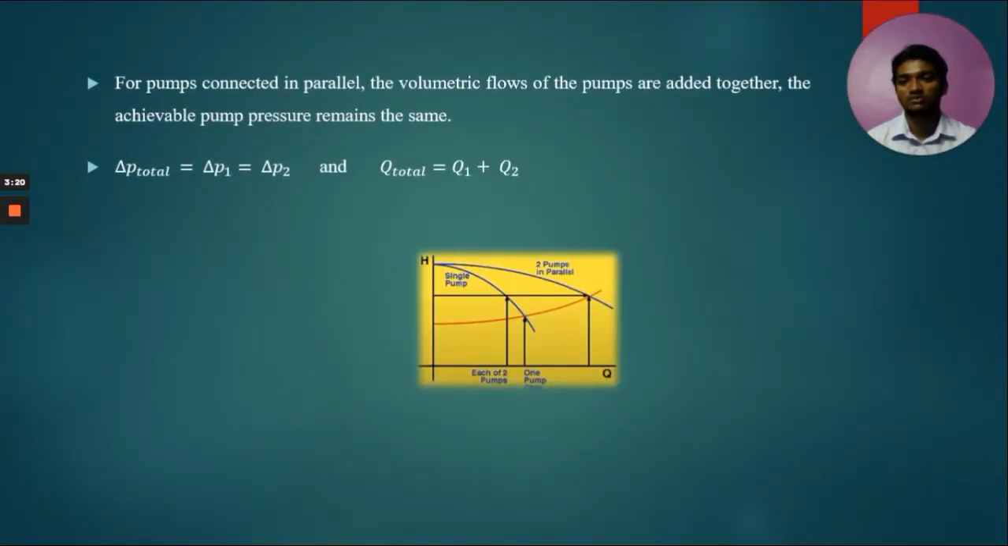Then I would like to touch on the parallel pump. For pumps connected in parallel, the volumetric flows of the pumps are added together. The achievable pump pressure remains the same. So as you can see, delta P total equals delta P1 equals delta P2, and Q total equals Q1 plus Q2.